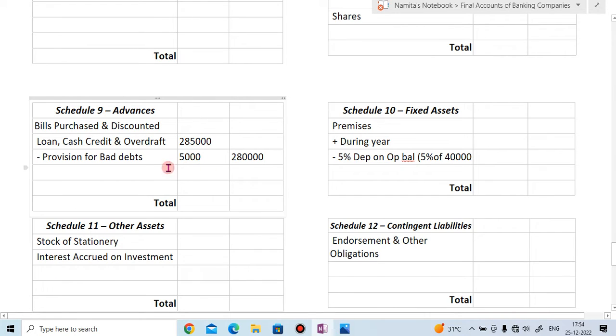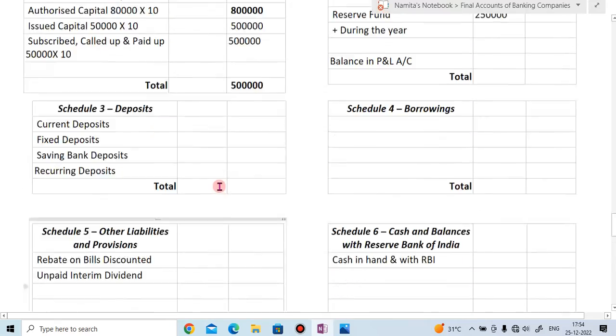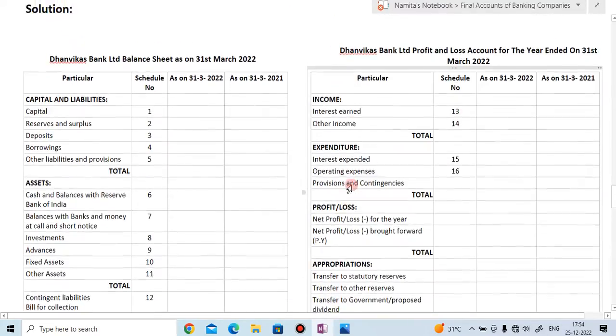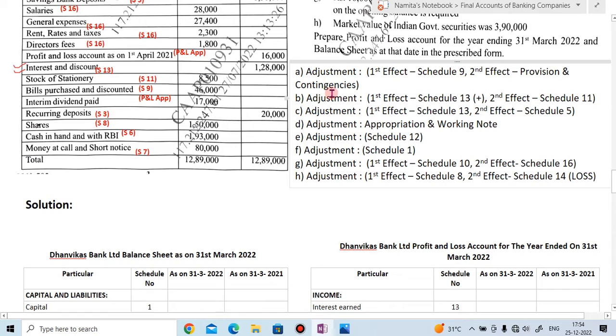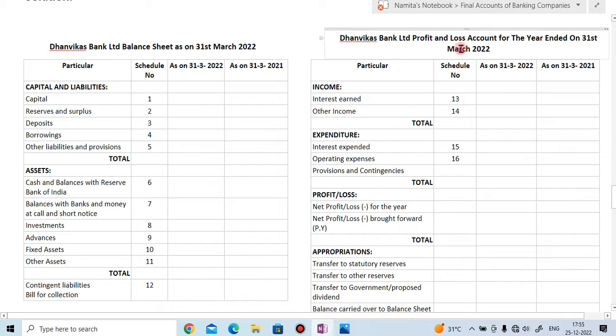Now the first effect of the adjustment we have given in schedule number 9, advances, where we have reduced 5,000 from loan, cash credit and overdraft. Now this 5,000 we have to write in the provision and contingency. Where is provision and contingency? It is given in the profit and loss account under expenditures. Now here you will write 5,000. Second effect is done.